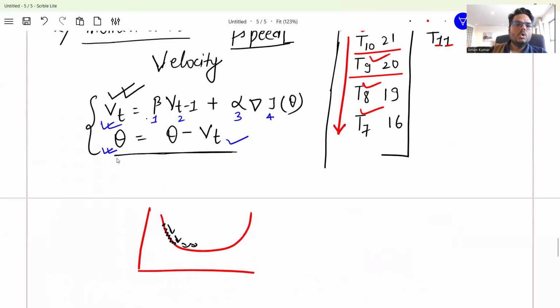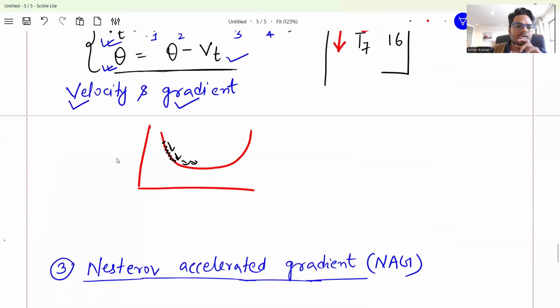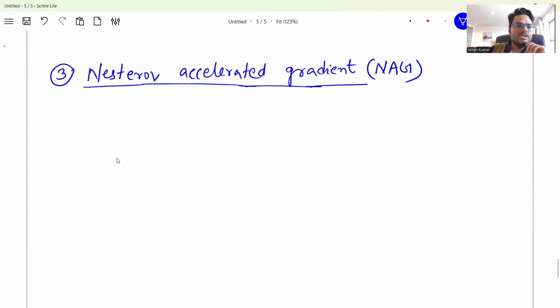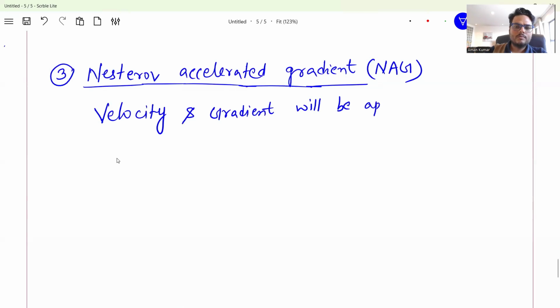If you see here, one thing is velocity. It is a combination of velocity and gradient. Two things are getting applied here. Learning rate is anyway there, but if I ask you what are the two things that are working here, one is velocity and one is gradient. So here, velocity and gradient both will be applied, but one after another.